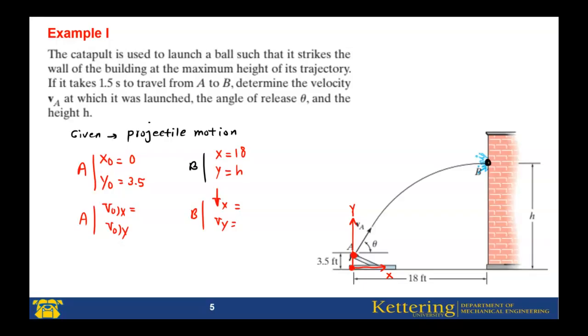Yes. 18? No, 18 is the distance. Yes, cosine VA. At this position, this one is VA. Cosine theta, so it is VA cosine theta. Along the y direction, this component is VA sine theta.